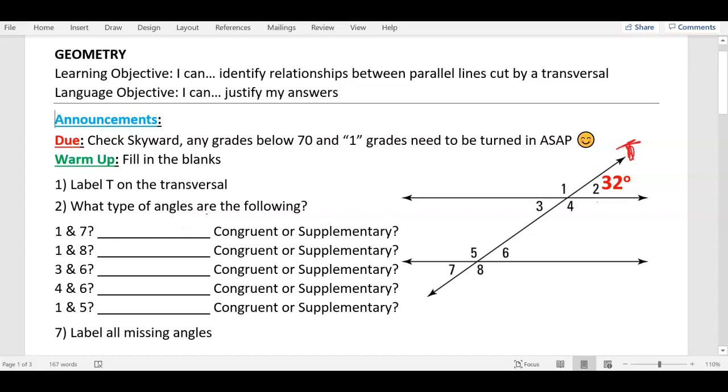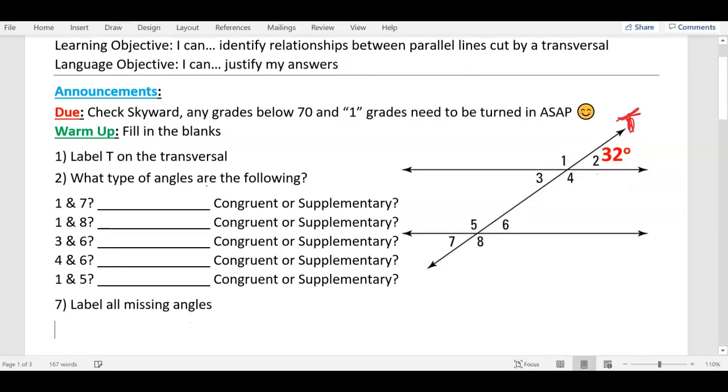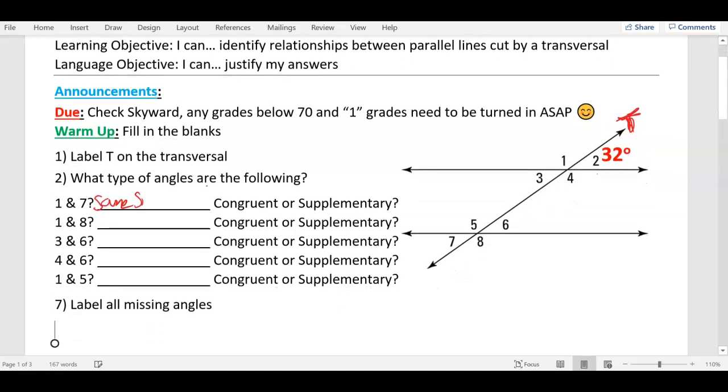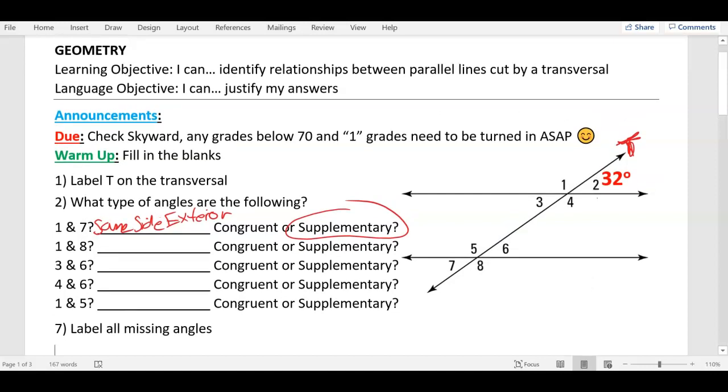All right, so we did label the transversal with the T, and we did say that 1 and 7 are same side exterior angles because they're on the same side of the transversal and they're outside of the parallel lines. And that's the S rule. Same sides are supplementary. Now, on the next one, 1 and 8, are they on the same side or different sides of the transversal? They're different sides.